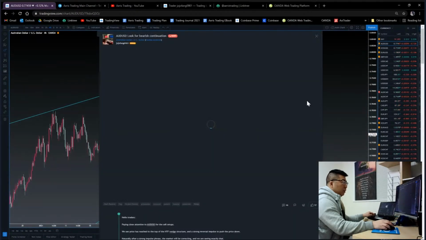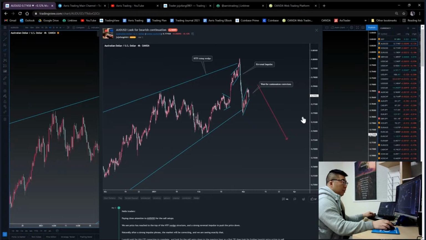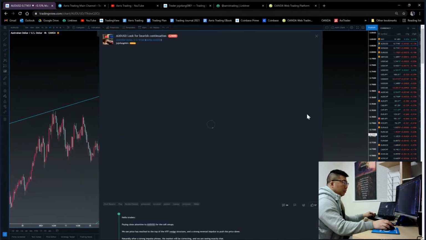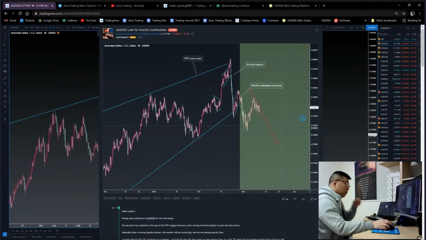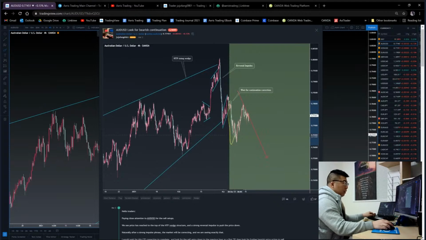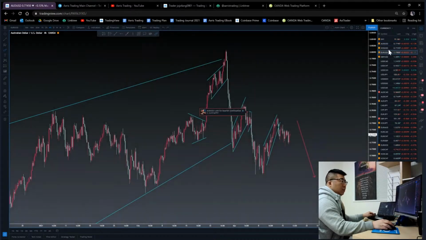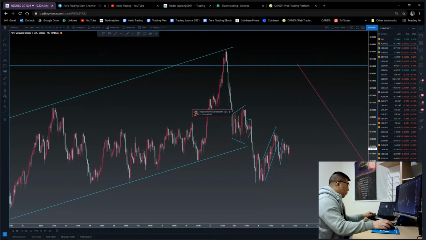I still favor the bearish move, of course. I still see the bearish price action can work out a little bit better. Even though this pushed out and reversed back, I can still see this forming something like this and eventually going down. Okay, so that's Aussie dollar. Let's go into Kiwi dollar.